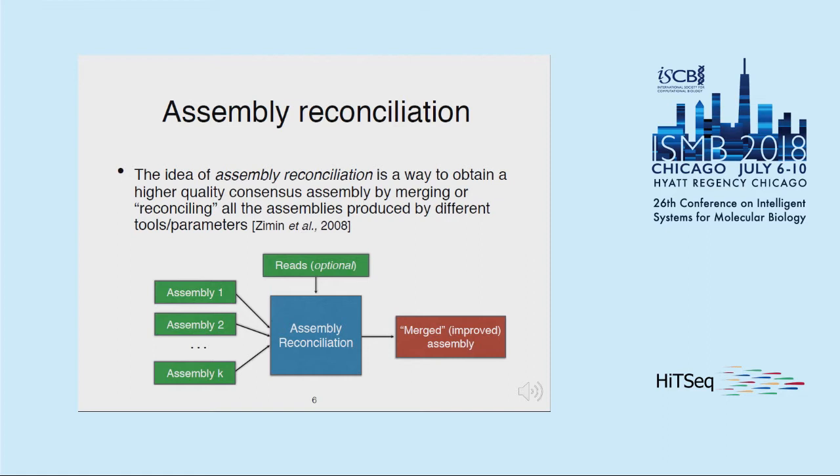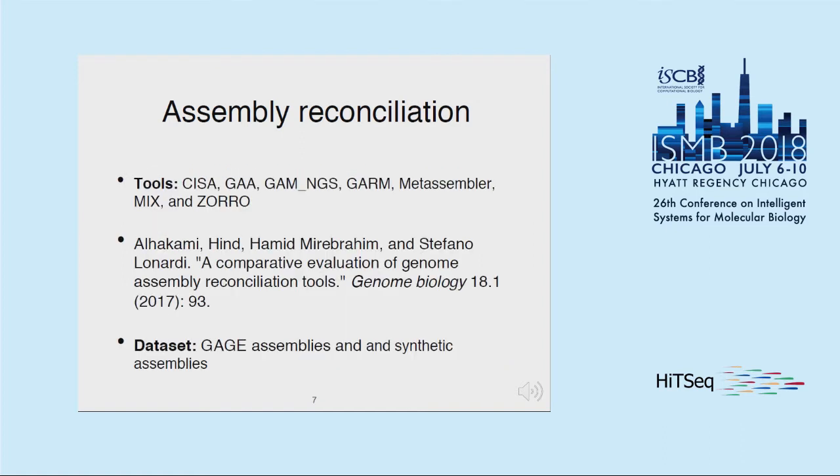It is a way to obtain a higher quality consensus assembly by merging all the assemblies produced by different tools or parameters. This figure shows the structure of this problem. The input is a list of assemblies produced by different tools and parameters, and the output is the merged consensus assembly. Some methods also use the reads as input. So assembly reconciliation looks like a good idea, and there have been some tools for solving this problem.